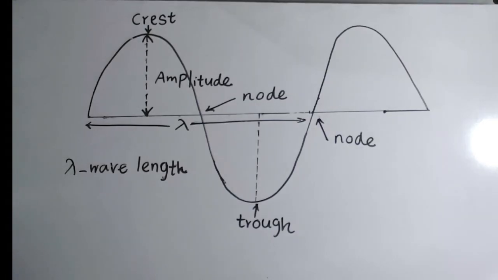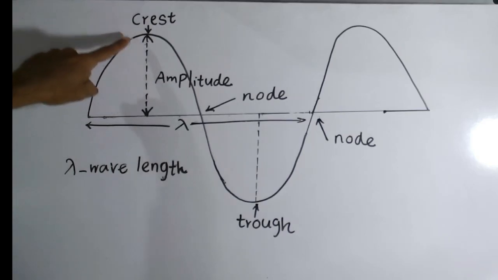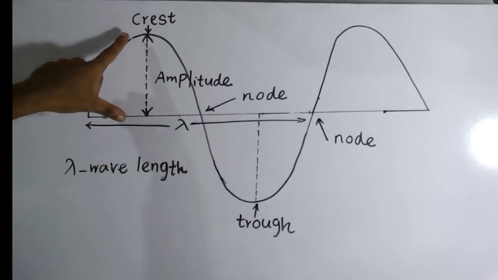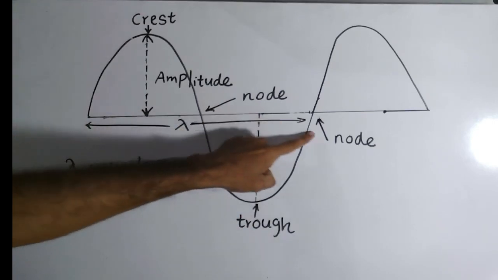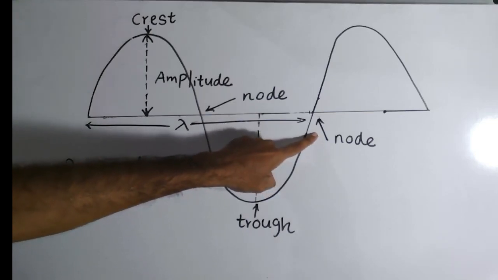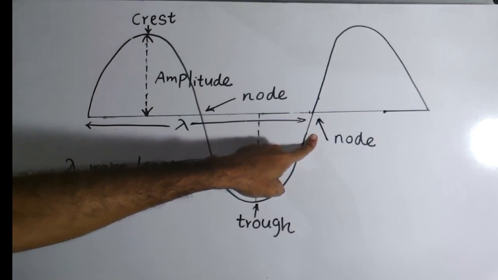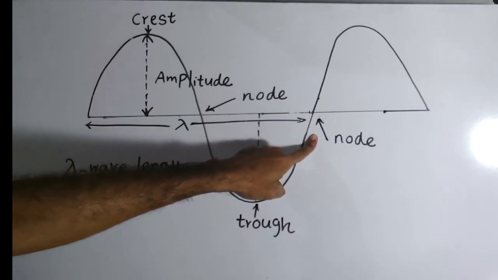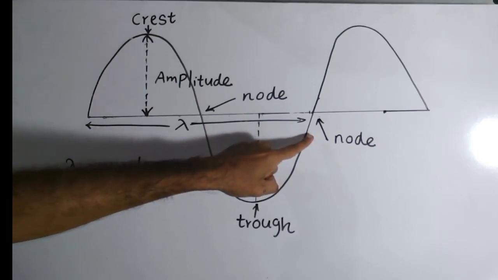Let us discuss the main parts of the wave. This is the crest, the highest point of the wave. This is the trough, the lowest point of the wave. These are the nodes. In the nodes, there is zero displacement of the particle. That means the stationary point where the wave displacement or amplitude is always zero.